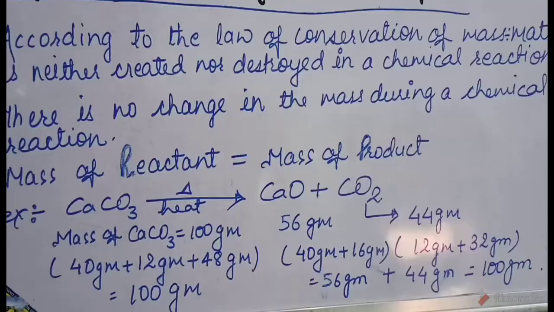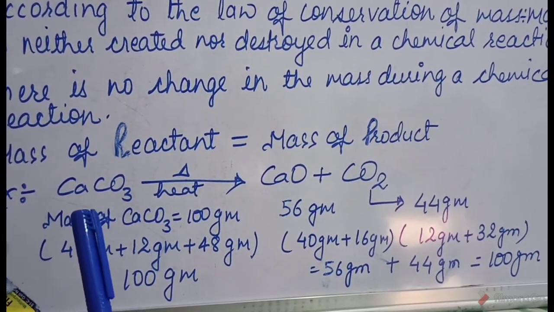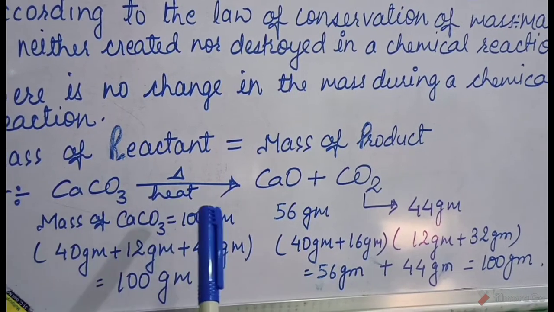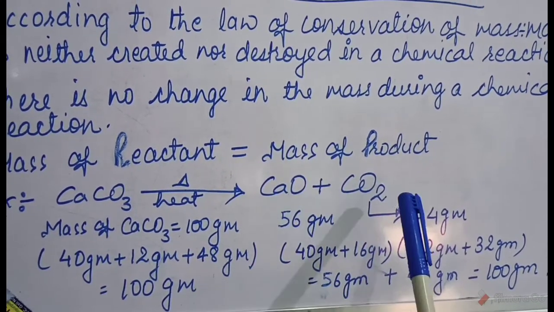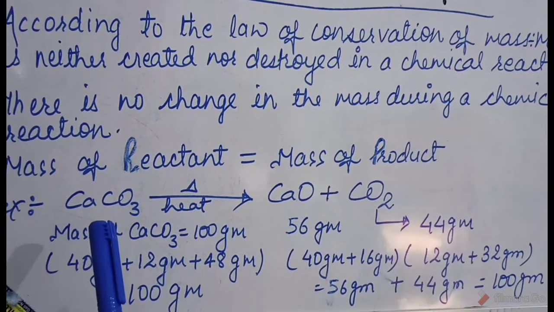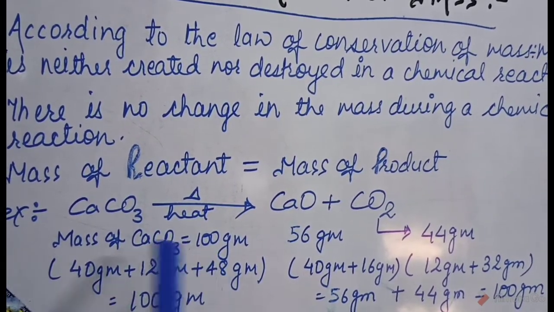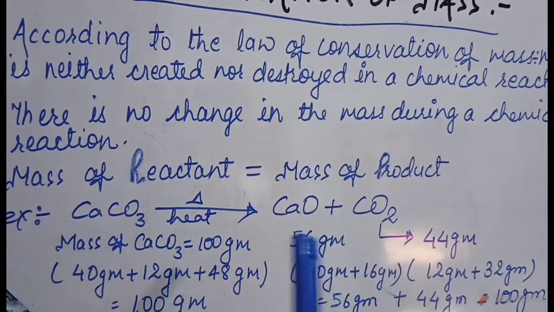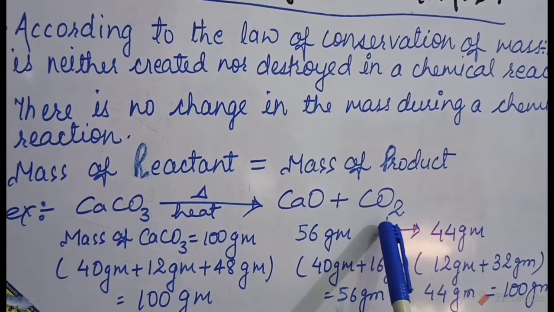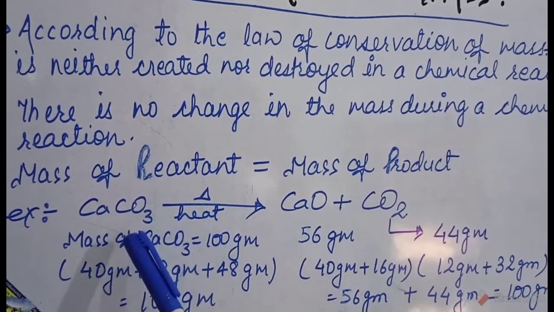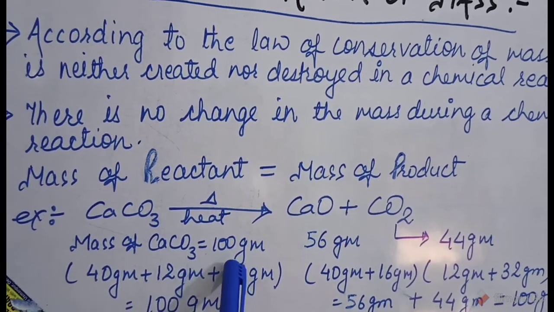So just take an example, decomposition of calcium carbonate. When calcium carbonate decompose in presence of heat, then it form calcium oxide and carbon dioxide. The mass of calcium carbonate here is 100 gram. Here calcium carbonate is reactant, and calcium oxide and carbon dioxide which is formed after the reaction is called product. So mass of calcium carbonate is 100 gram.